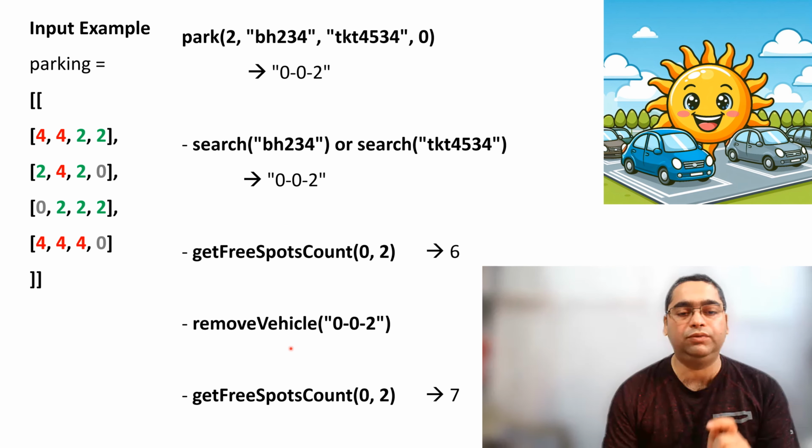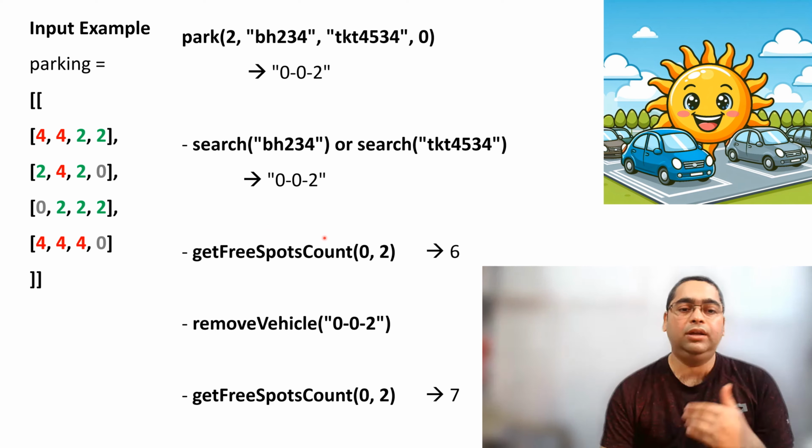Next, what we do is a remove vehicle from that spot. So it should return true, because a vehicle is parked right now at 002. And next, at this point, if we call the get free spots count for a two-wheeler vehicle type on floor 0, then now this spot is free. So it should return 7. So hopefully things are clear now.